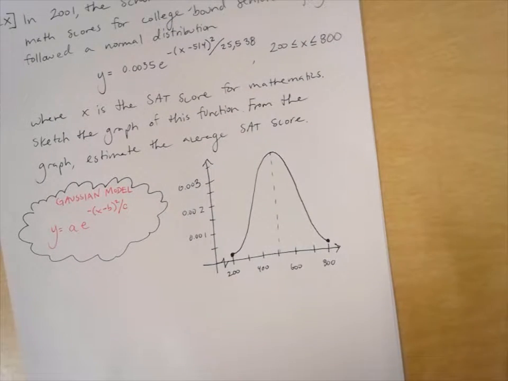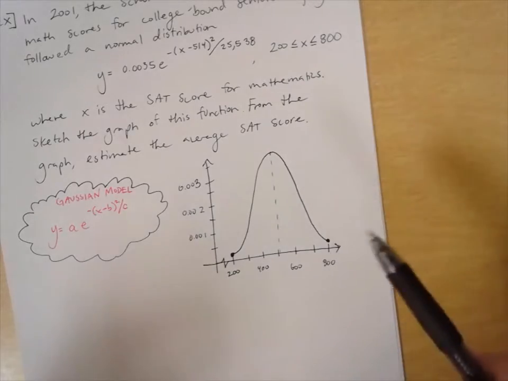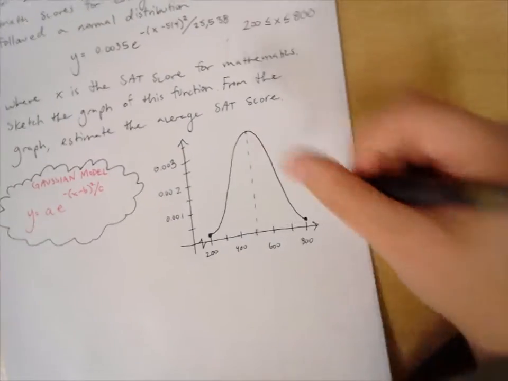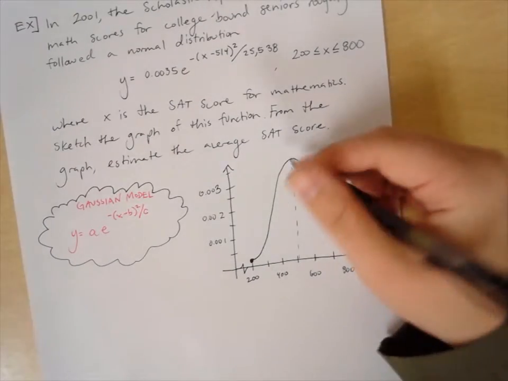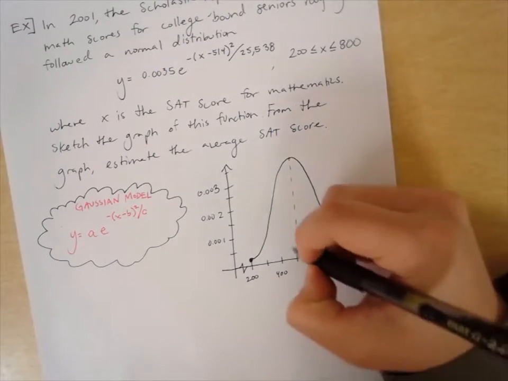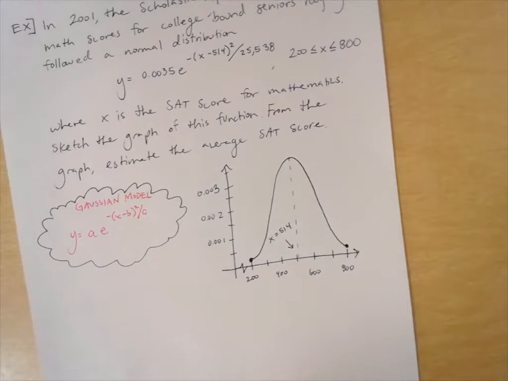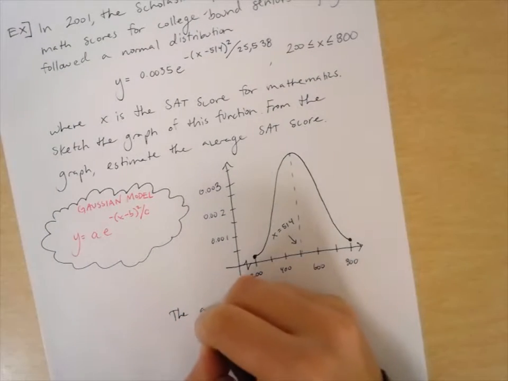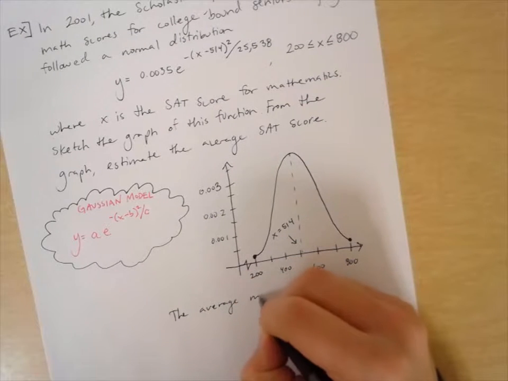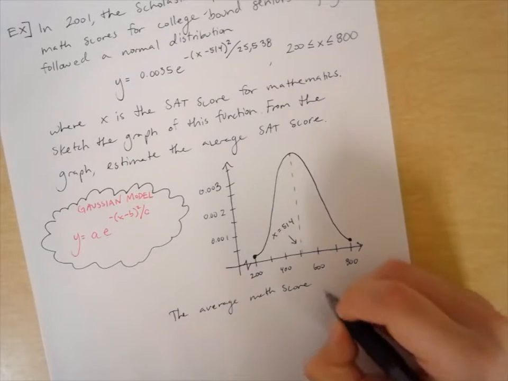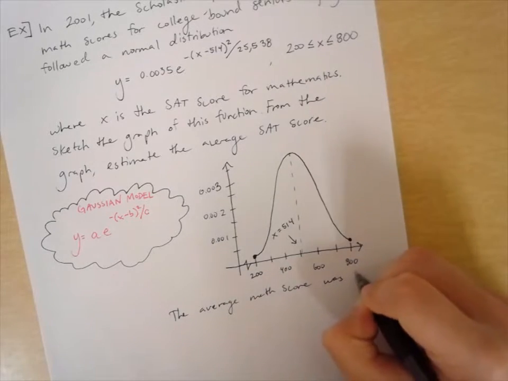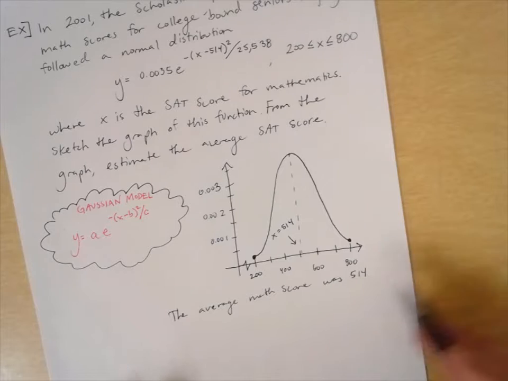Okay. So if you were to graph this in your grapher and then calculate the maximum value, you would be able to see that the corresponding x value occurs right here when x equals 514. So what we would say then is that the average mathematics score was 514 for college-bound seniors in 2001. So that's pretty interesting.